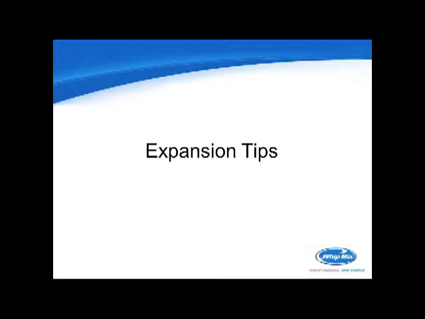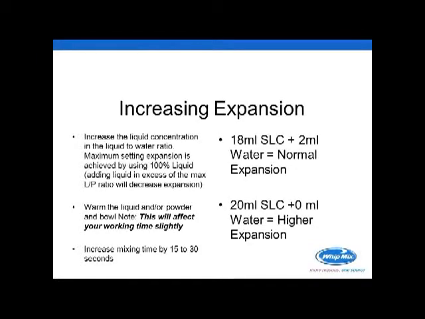All right, now let's talk a little bit about expansion. This is always a question. It gets a little confusing sometimes. So we're going to first talk about increasing expansion. To do that, we're going to increase the liquid concentration ratio in the liquid to powder, or excuse me, in the liquid to water ratio. You see, everybody gets confused. The liquid to water ratio. Now, if we look at this, the maximum setting expansion of your particular investment is achieved by using 100% straight liquid, no water added. Now, if we look at the example on the right-hand side of your screen, 18 milliliters of special liquid plus 2 milliliters of water, let's say that's your normal expansion.